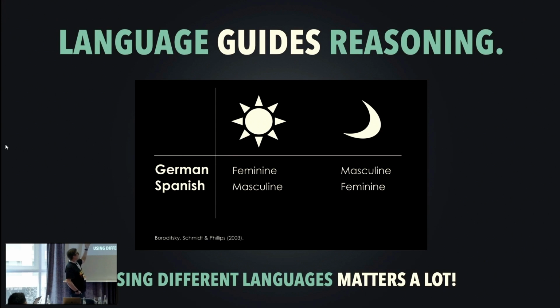For example, in German, the word sun is feminine, and in Spanish, it's masculine. And for the moon, it's the other way around. And the example that she gave was, if you ask a Spanish speaker to describe a bridge, and it's a male word, he will describe it with male adjectives mainly. So it's long, it's big. While the Germans describe it more with adjectives like beautiful.